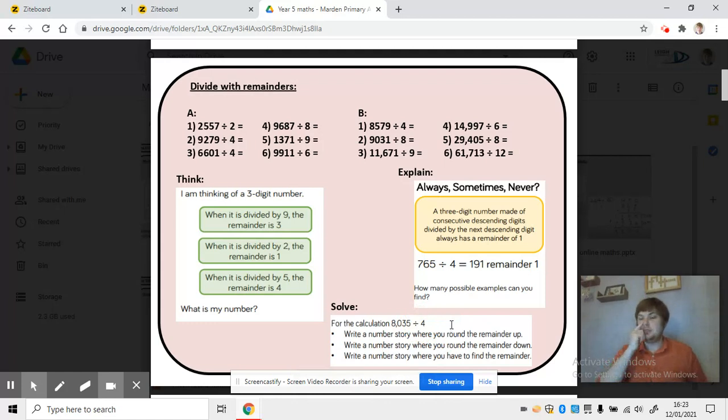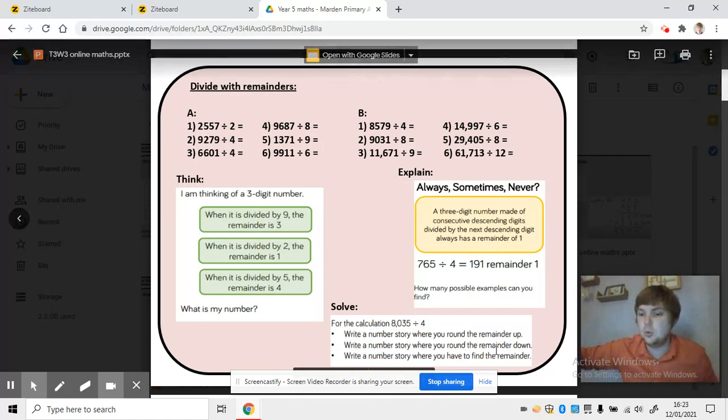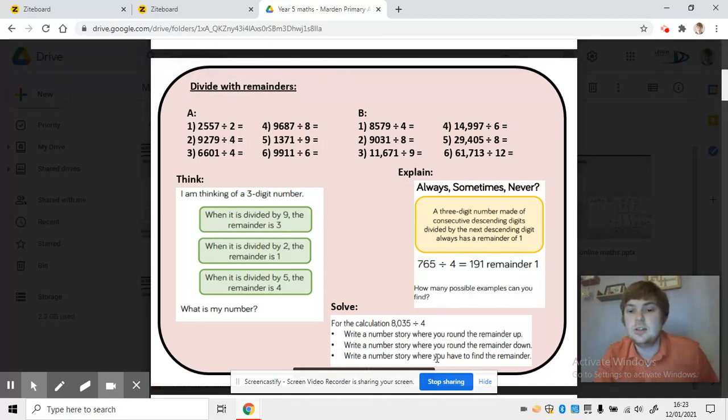And then for your solve, you have to write a number story for this calculation. What it means by a number story is like a word problem. So you've got 8,035 watts and you're dividing it into 4 watts. And with the remainder, you've got to do it where the story rounds the remainder up. So it might be marbles. Okay, think of a logical story where you would then go up to the next whole number, or in this case where you go down to the next whole number, or write a number story where you have to find the remainder. So it's going to require some thinking, but that's where you might want to explore the internet and get some help on that front.